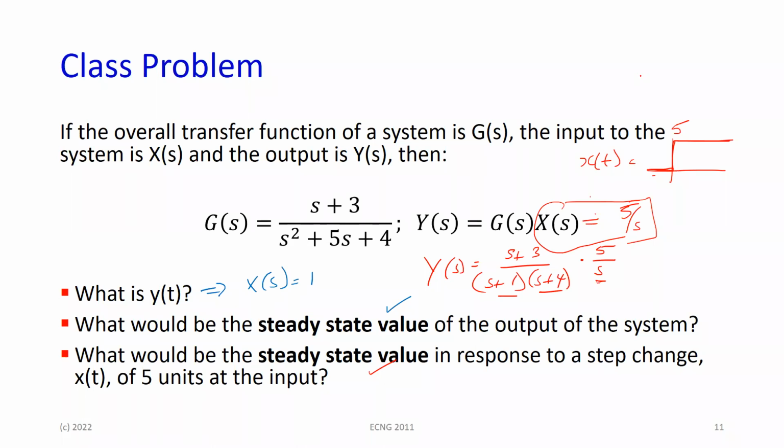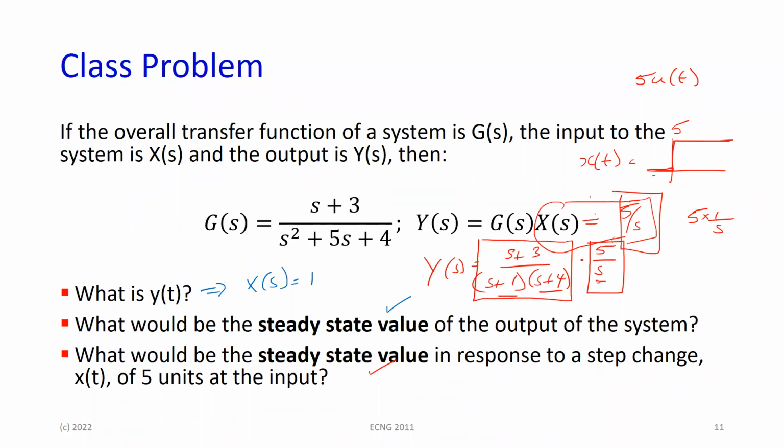In other words, XT is 5UT, where the unit step is 1. So if XT is 5UT, then XS is going to be 5 over S. In other words, 5 times the Laplace transform of UT, which is 1 over S. All right? So what we now have is GS, which is what I just gave you here, and XS, which is now 5 over S.